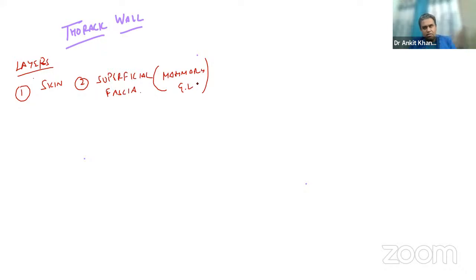Once your scalpel is moving behind the superficial fascia, what you next encounter obviously will be the muscles. Before the muscles, we have a thin layer of deep fascia. In the anterior chest, the major muscle is the pectoralis major, so this deep fascia is nothing but the pectoral fascia. Understand this.